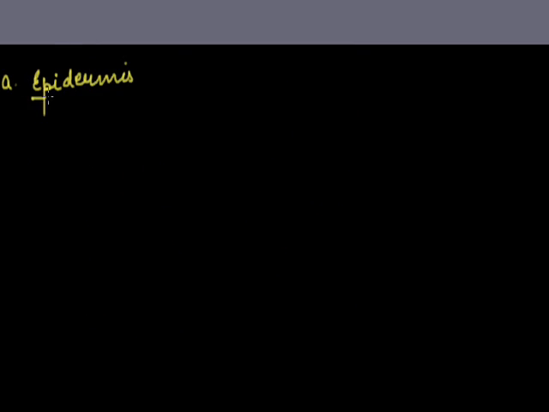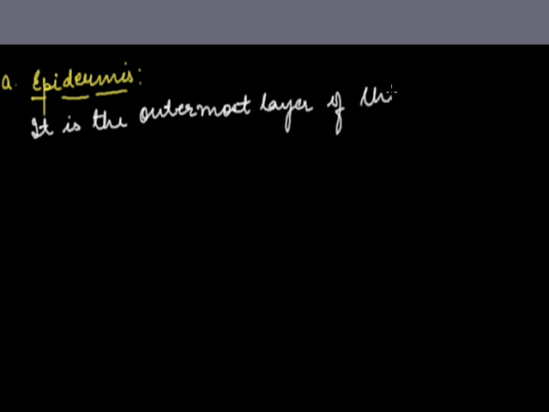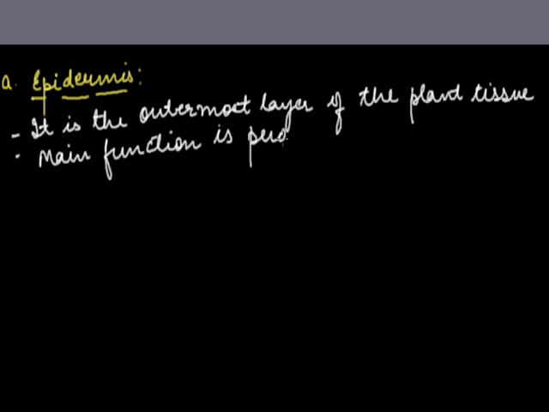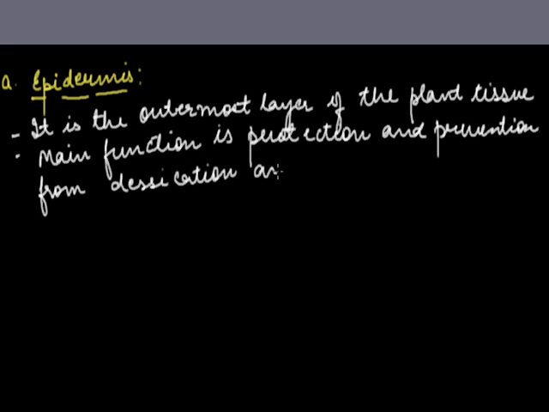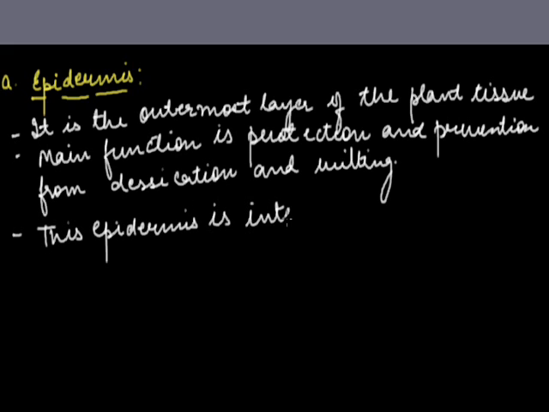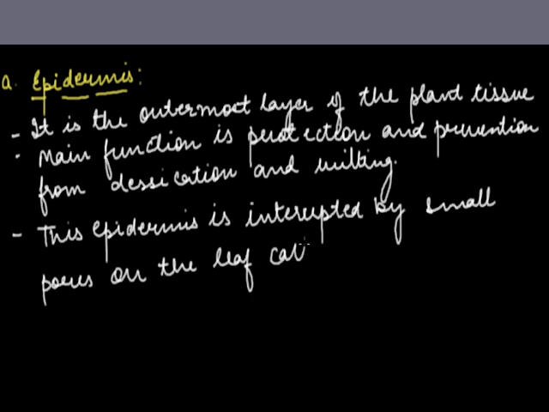Coming on to epidermis, it is the outermost layer of the plant tissue. Main function is protection and prevention from desiccation and wilting. This epidermis is interrupted by small pores on the leaf called stomata.